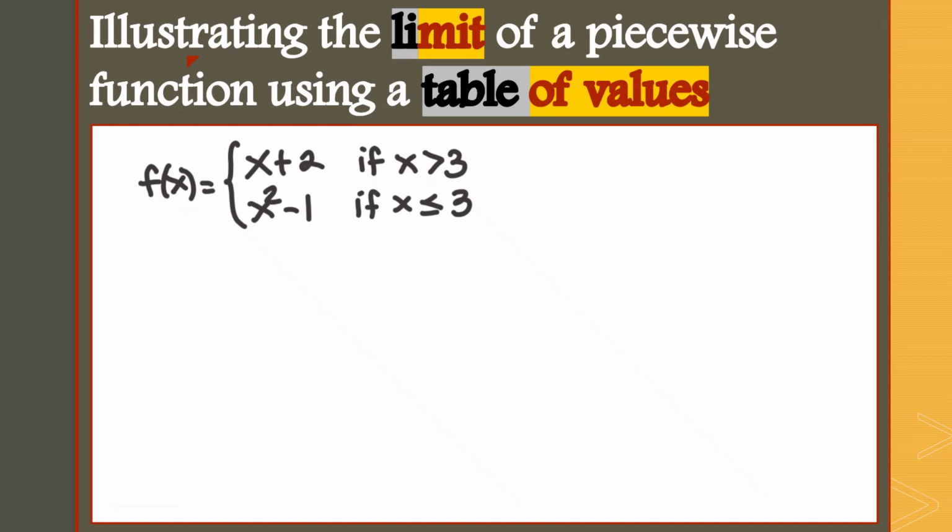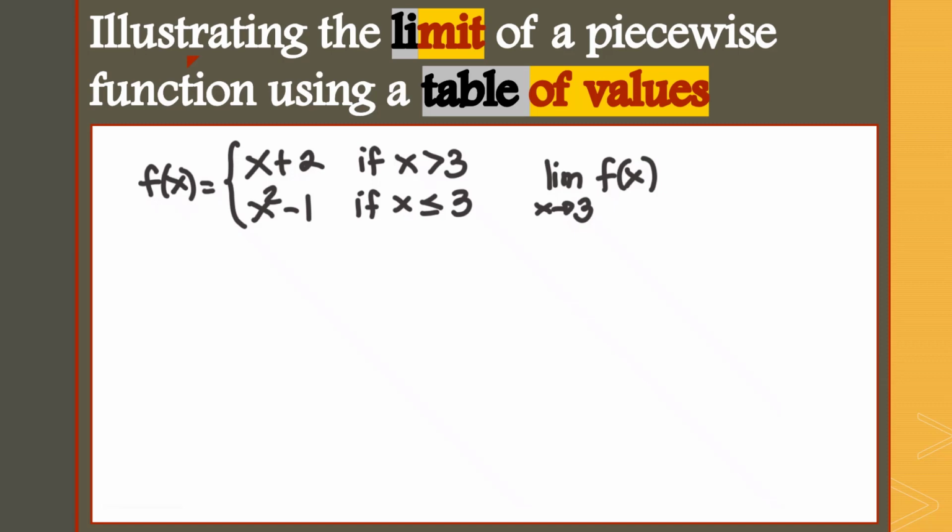We're going to use x plus 2 if we're talking about values of x greater than 3. But if we're going to use 3 and all the values to the left of 3, we're going to use x squared minus 1. So if we have the limit of the function, we are going to write f of x instead of the entire description because it depends on which to use. As x approaches 3, we are still going to use the same idea as before. We are going to illustrate that using a table of values.